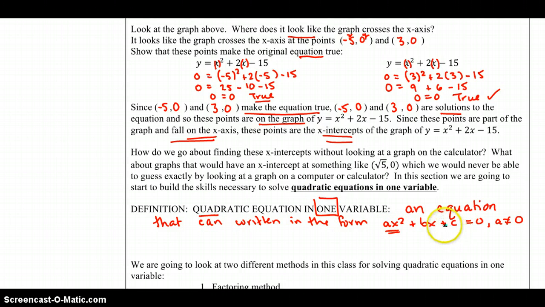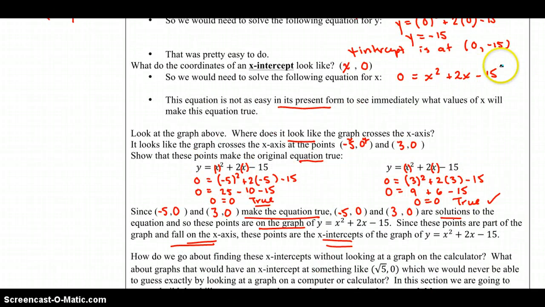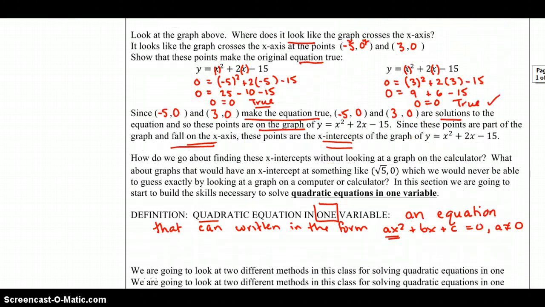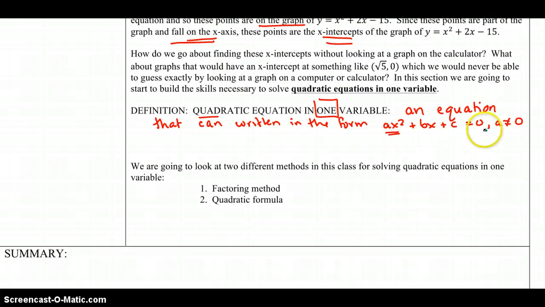So again, a quadratic equation in one variable. So our one variable here is x. Doesn't always have to be. Sometimes in context problems it might be t for time or something, but again, on your calculators, the input variable is x. So we've got ax squared plus bx plus c equals 0. Okay, well, this looks an awful lot like the form we had up here. So again, finding where the x-intercepts were for that particular graph involved solving a quadratic equation of this form. So we're going to look at two different methods in this class for solving quadratic equations in one variable. We're going to start with the factoring method, and then we're also going to look at something called the quadratic formula.